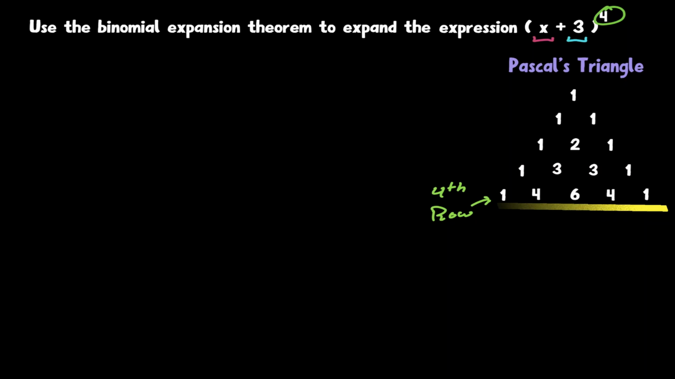Notice that the fourth row has 1, 2, 3, 4, 5 different values. So we are going to have 5 different terms. So now let's set everything up. I'm going to have some space, where I'm going to put down the value from Pascal's triangle. And I'm going to write down the first term in our expansion and the second term in our expansion. And I'm going to do this 5 different times.